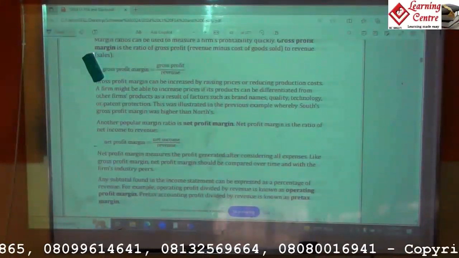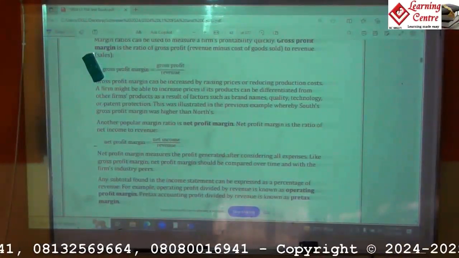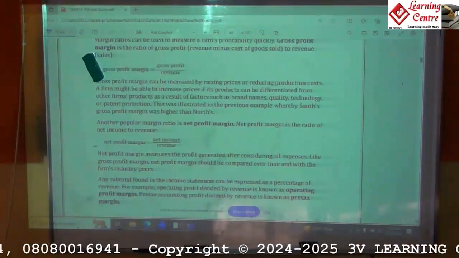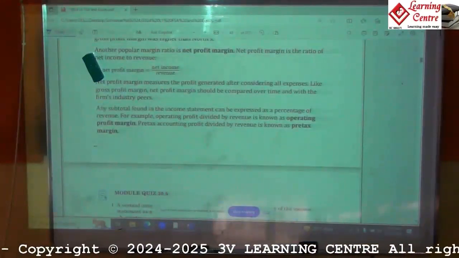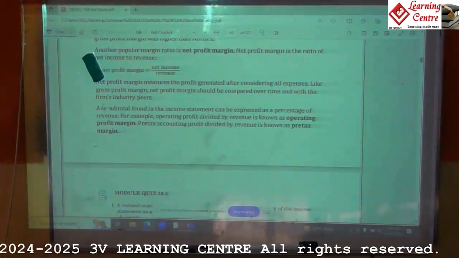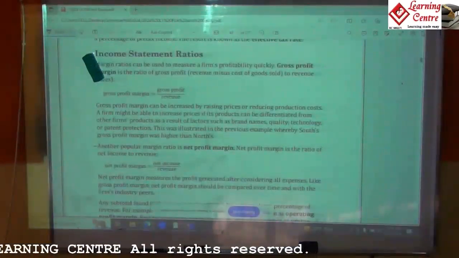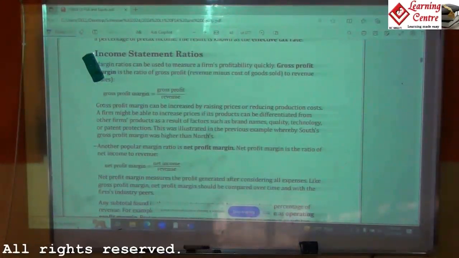So there are other ratios which we can talk about. We'll talk about the role of these ratios. Basically, net profit margin, anything that has to do with margin, is divided by revenue.